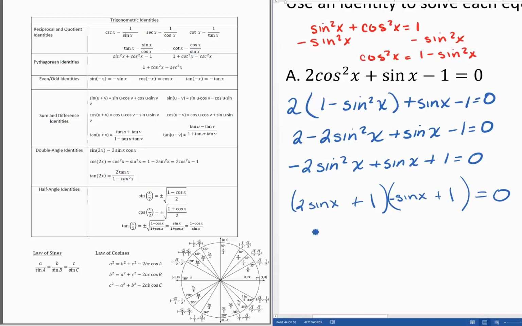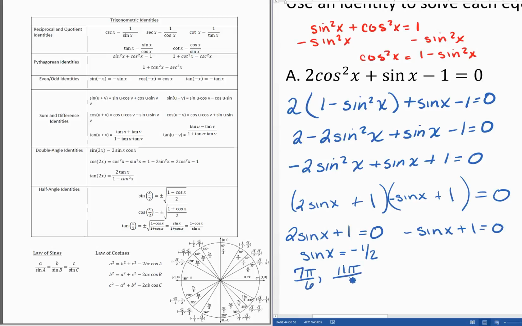And then we can set each of those equal to 0. So we can set 2 sine of x plus 1 equal to 0 and negative sine of x plus 1 equals 0. When we solve here, we're going to get sine of x equal to negative 1/2. And we can look on the unit circle and say, okay, that's where the y coordinate is equal to negative 1/2. That happens at 7 pi over 6, and that happens at 11 pi over 6.